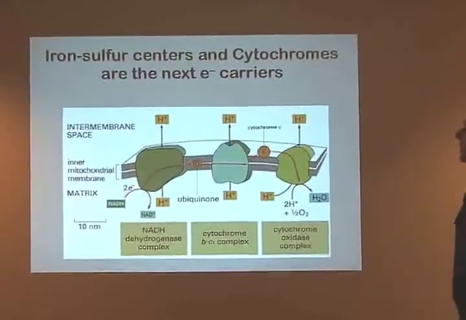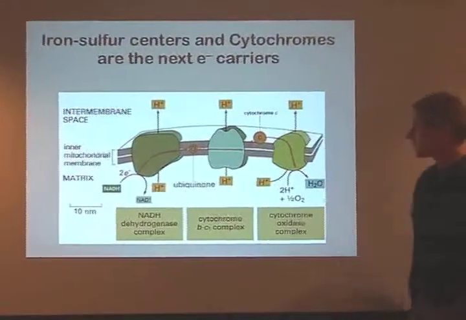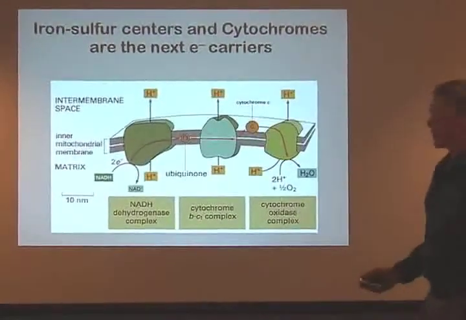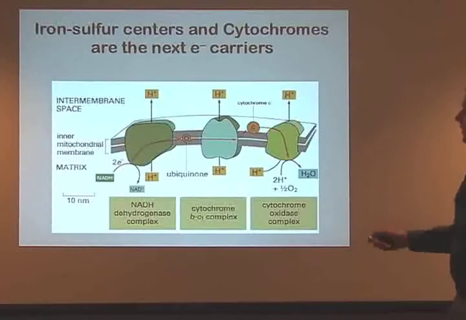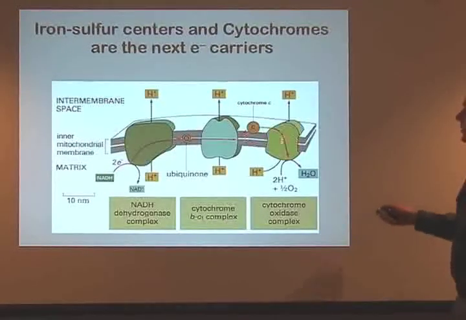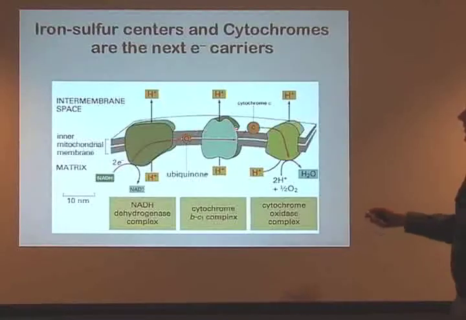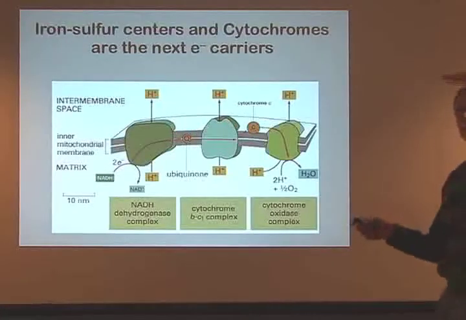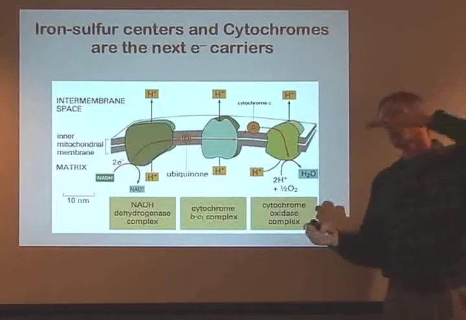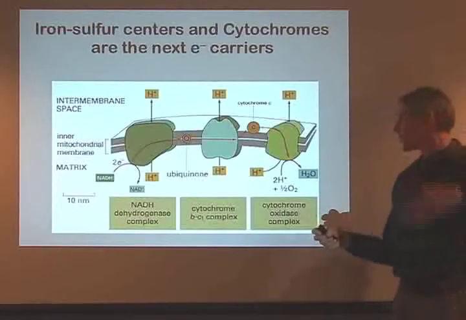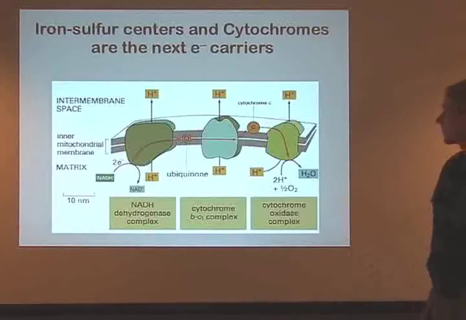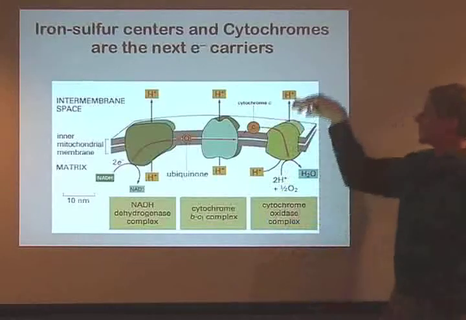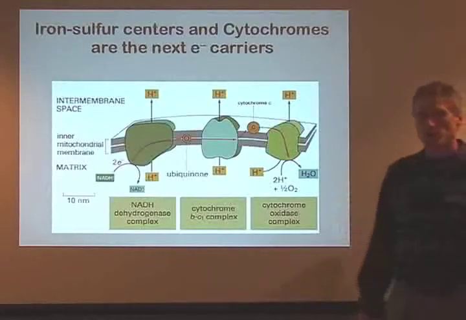Iron-sulfur centers are the next electron carriers. They accept the high-energy electrons from quinones, and the cytochromes are also intermediates. So every time an electron is passed from a high-energy donor to a lower-energy donor, a proton is pumped across the membrane. And so in this way, you build up an electrochemical gradient.